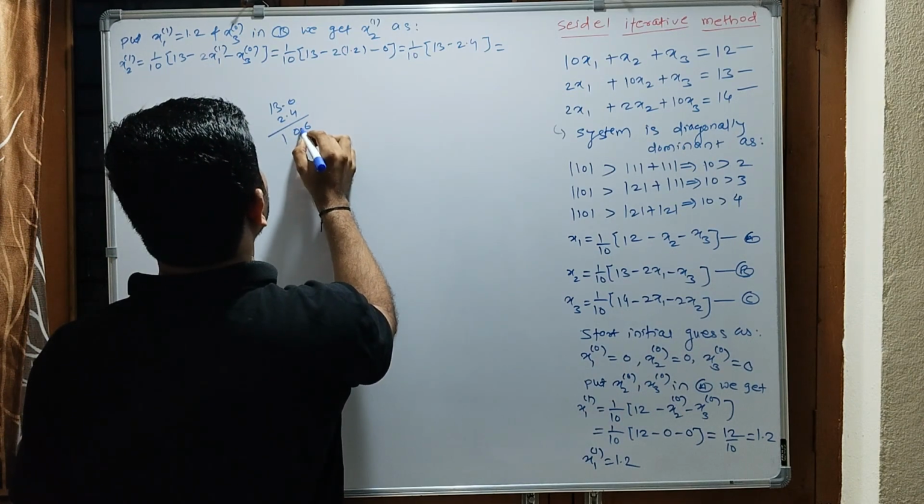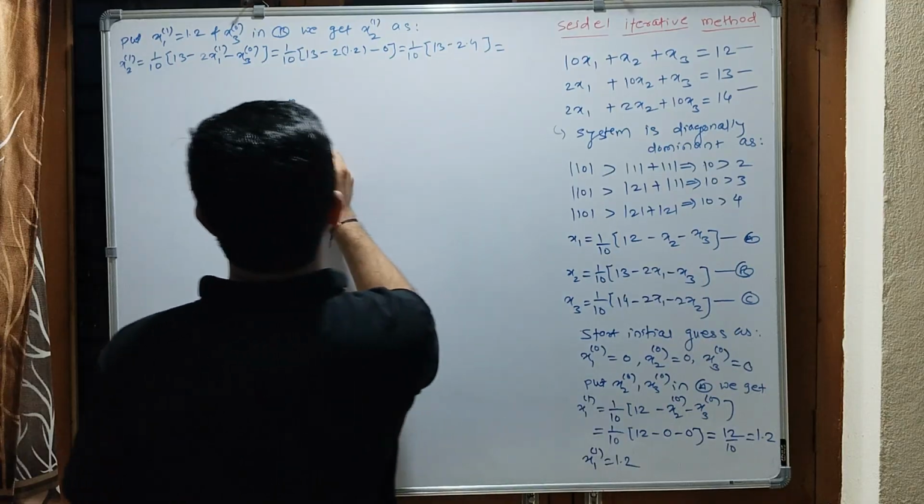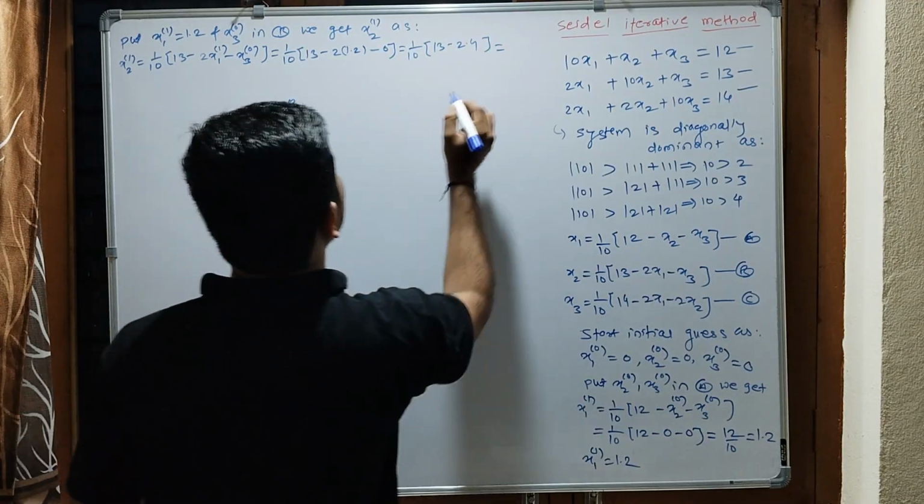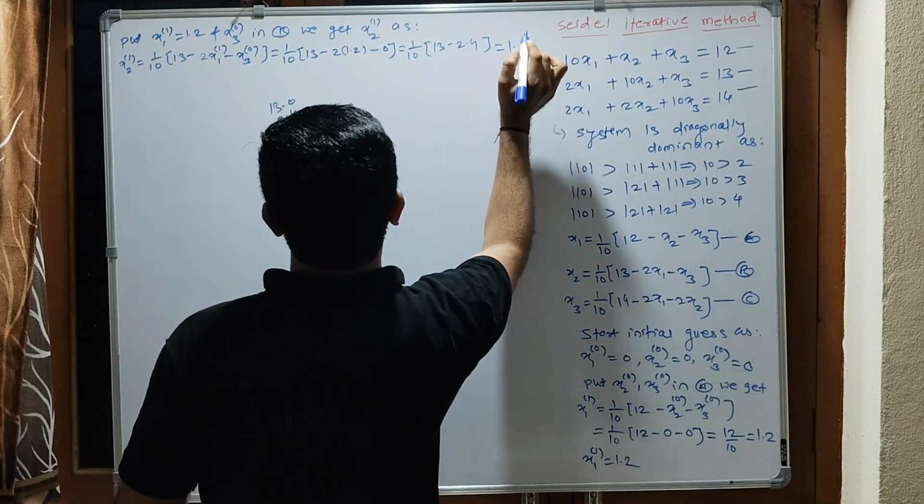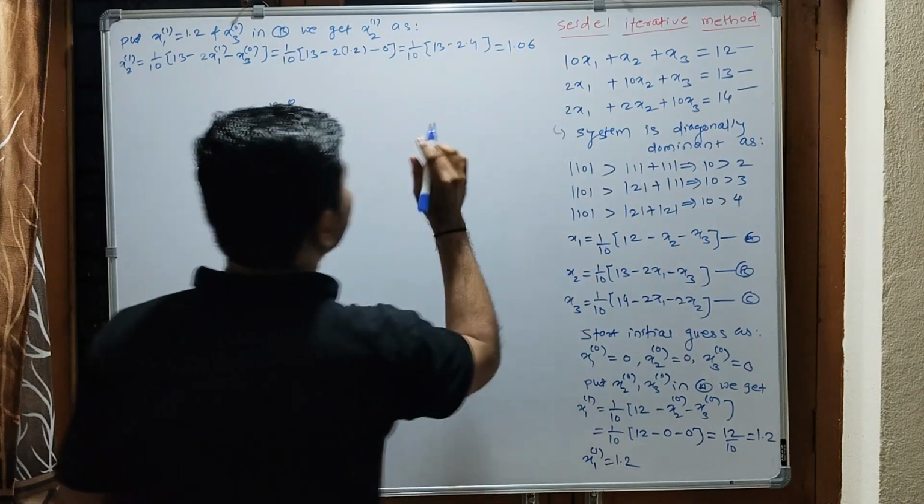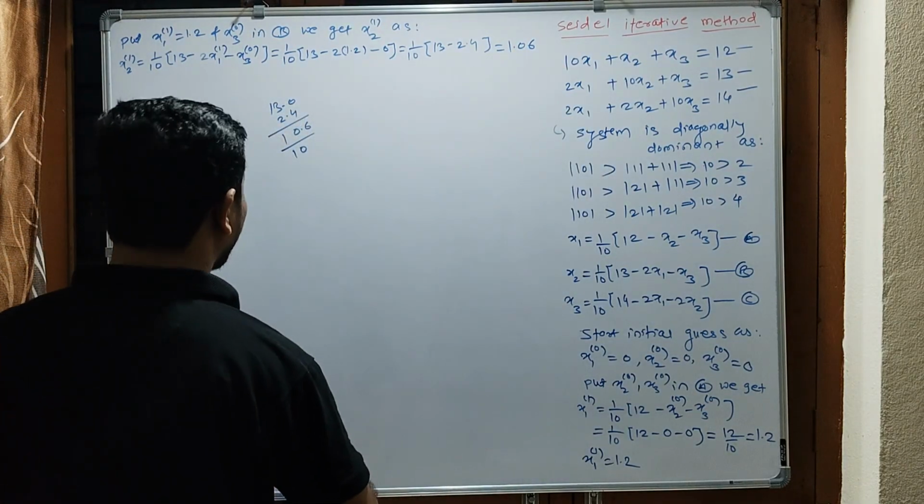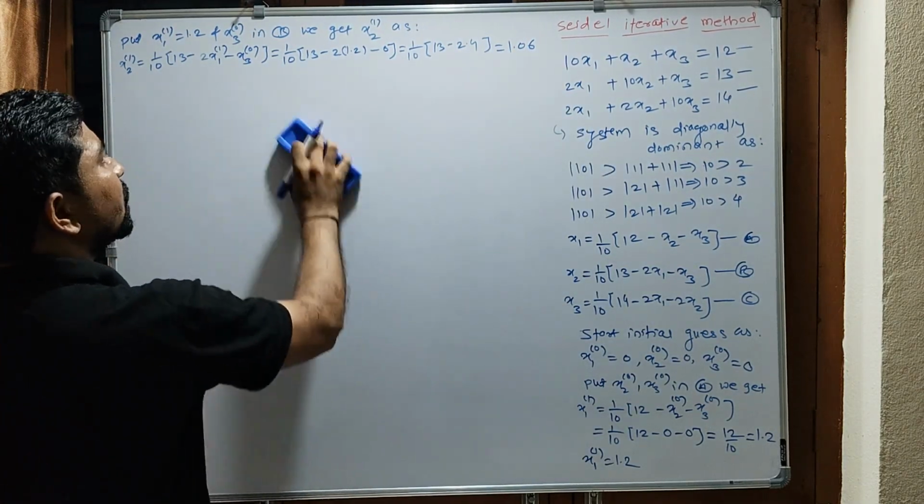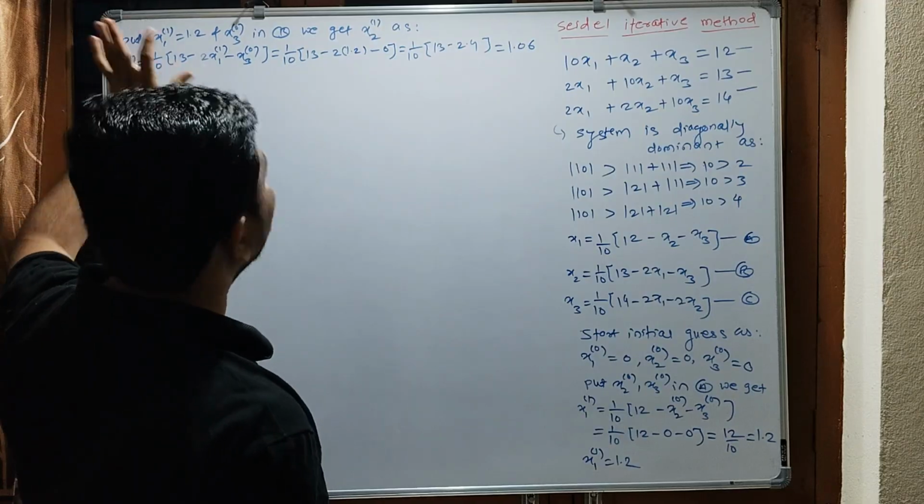That is 10.6 divided by 10, which is equal to 1.06, the total answer. So this is my x2 at 1.